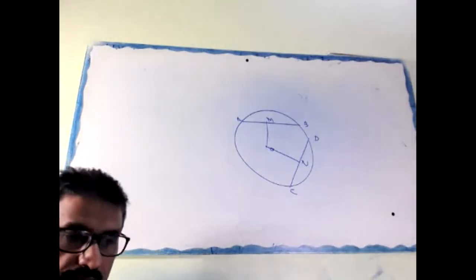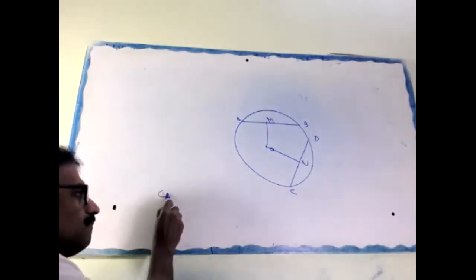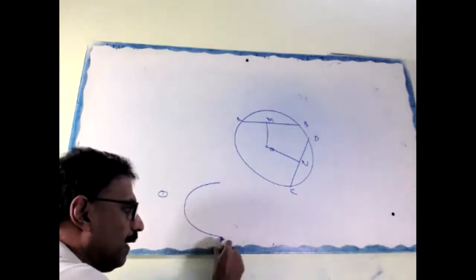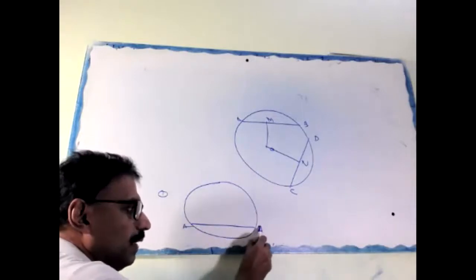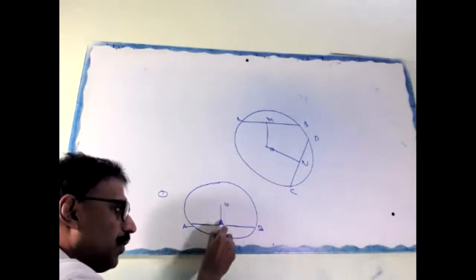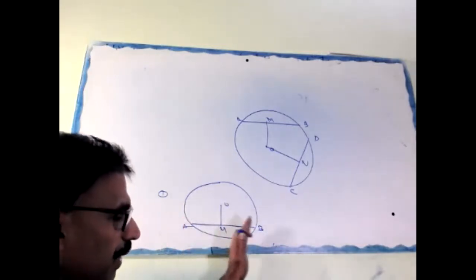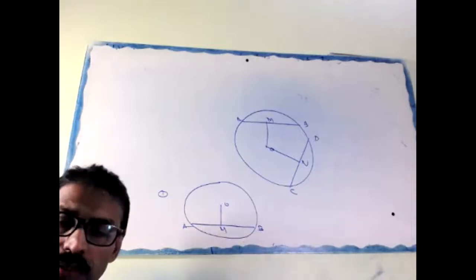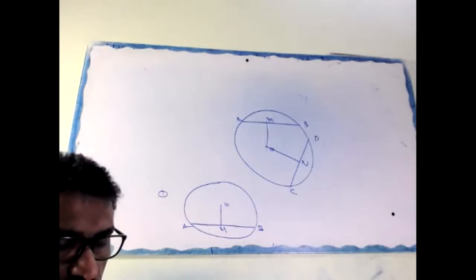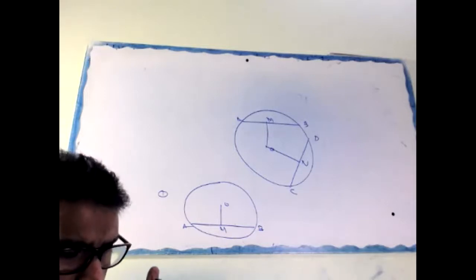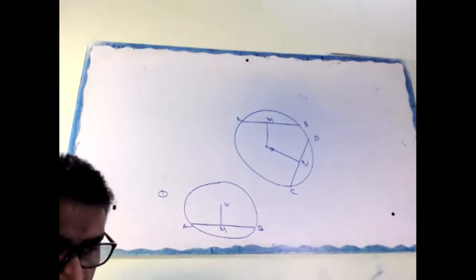I'm just doing revision. Theorem number 1. Look at here. The perpendicular from the center bisects the chord. That means AB is a chord, O the center. When you draw perpendicular OM to AB, then AM equals MB. This is the first theorem: the perpendicular from the center bisects the chord.